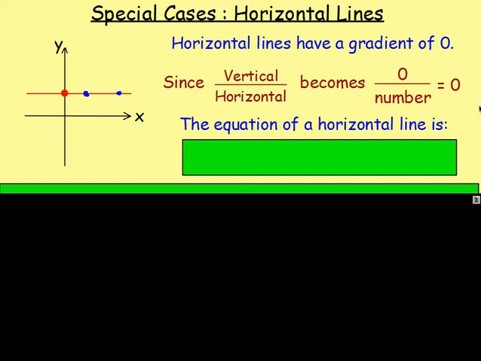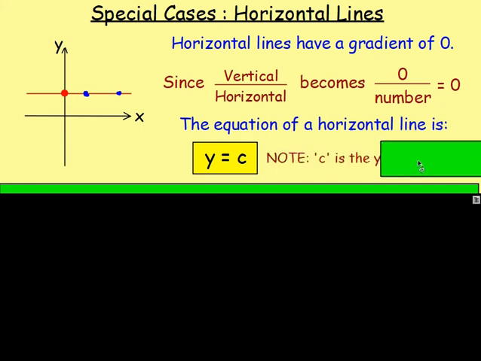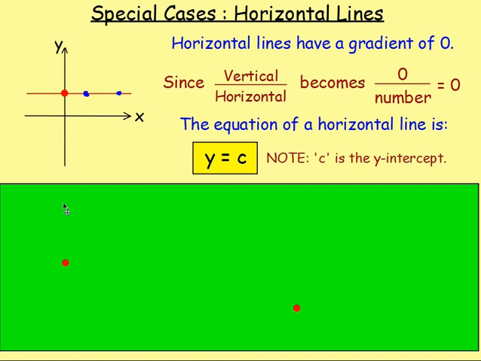However, you do still have to state the equation of a horizontal line. And if the gradient is going to be 0, well, if you imagine your y equals mx plus c, m is 0, so it's 0x. If there's 0x, don't bother writing it. So all you'll be left with is just y equals c. That will be the equation of your horizontal line. Y equals c, where c is your y-intercept.